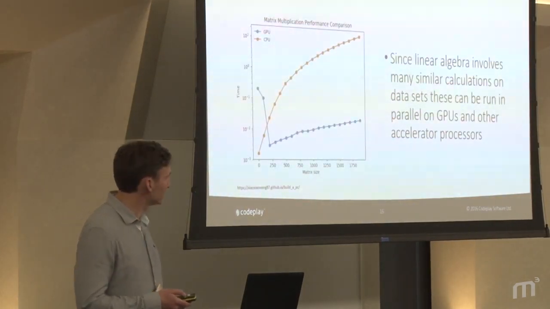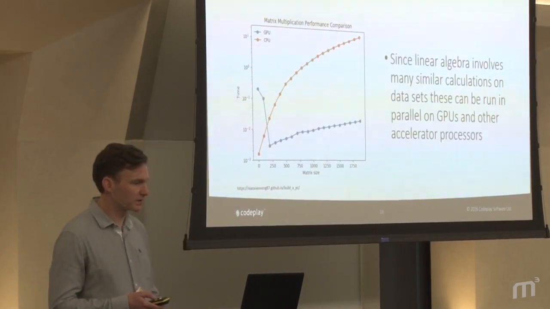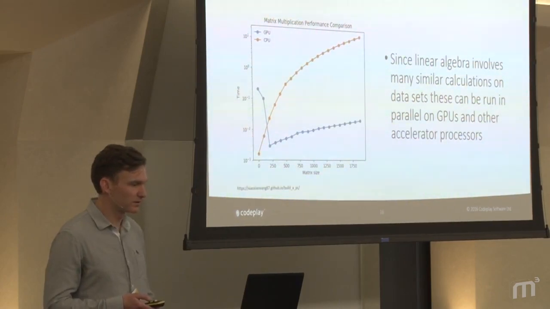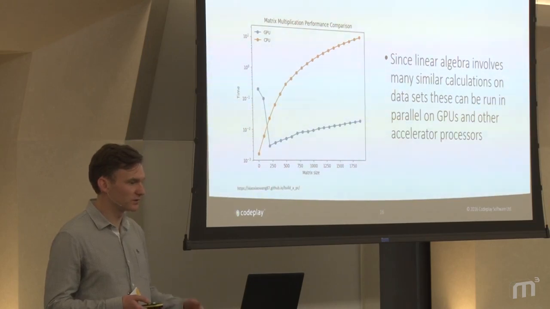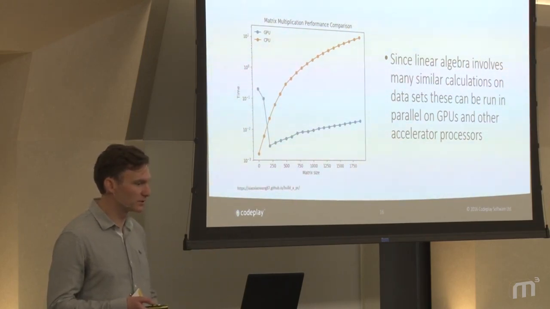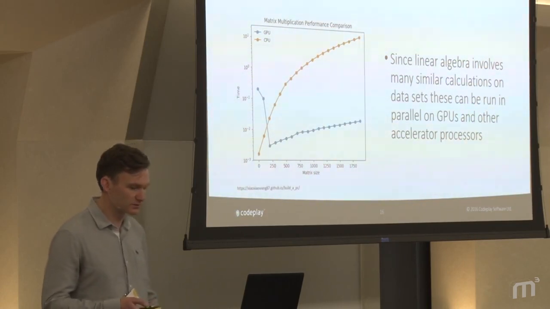So what does this mean for something like TensorFlow? I found this chart from a project that someone was working on, and it basically shows you the sort of effects that using a GPU versus a CPU can have on the performance of your application. As I said, since linear algebra involves lots of similar calculations, they can be run totally in parallel on the GPU, whereas on the CPU, you can see that the performance deteriorates the larger the matrix becomes. Whereas on the GPU, the larger the matrix becomes, almost the better the performance it manages to achieve.